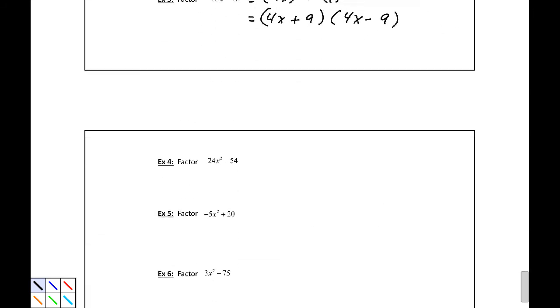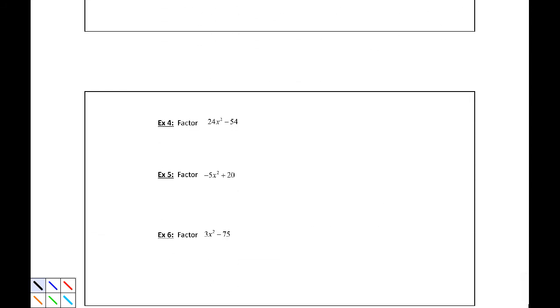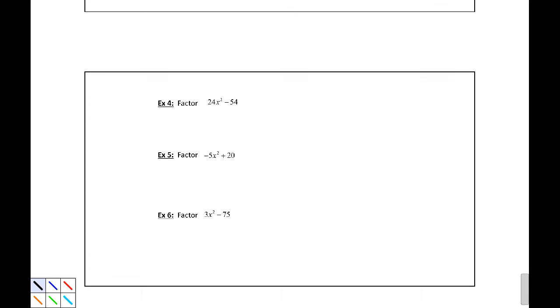Theoretically, you could actually factor a difference of squares more than once. I don't think we have any examples like that, but be on the lookout: once you factor something, check to see whether it can be factored more or not. Same thing we do with greatest common factors.